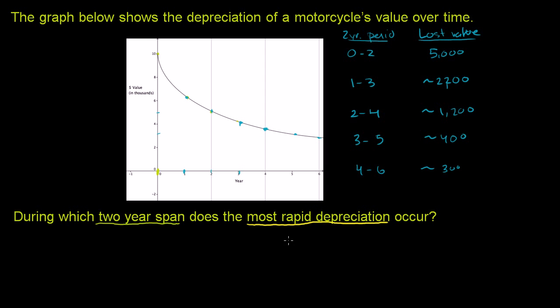So the most rapid depreciation occurs in the first 2 years. And you didn't have to go through this exercise. You could have just looked at the chart. You could say, hey, look how steep it is in these first 2 years compared to all of the years after that.